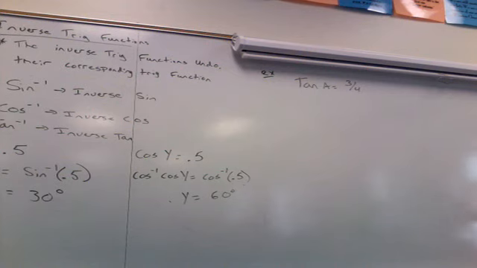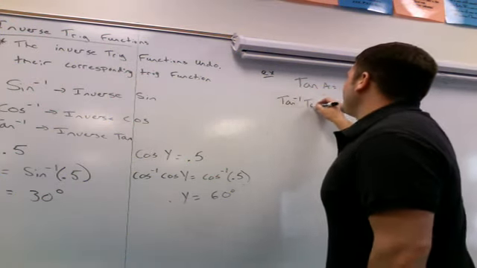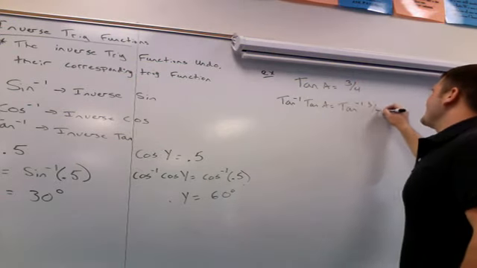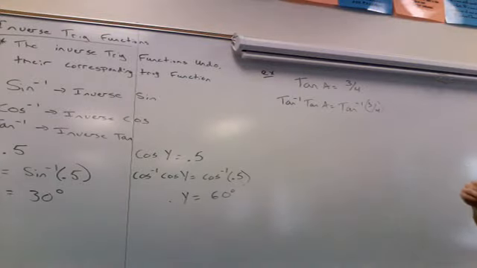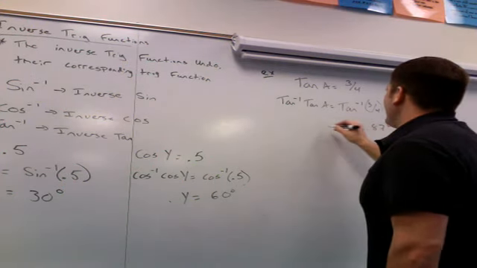How do we get rid of tangent? Inverse tangent, right? So we're going to do tan -1 on both sides, or inverse tangent on both sides. Inverse tangent of 3/4 is 36.87, and that's degrees.